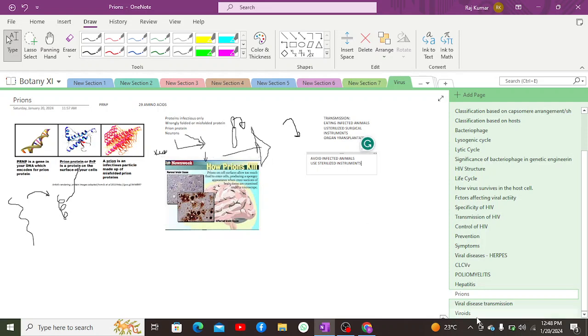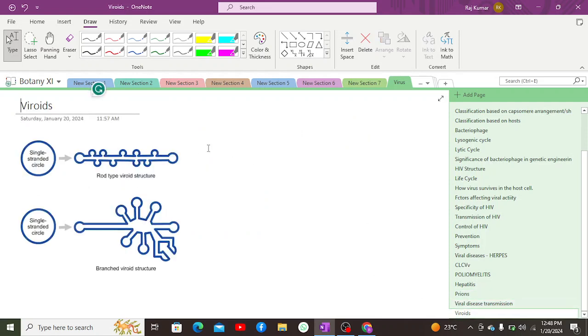And the rest we are going to discuss is viroids. First and foremost, these were discovered by an American plant pathologist, Theodore Diener, in the early 1970s. Basically, these are supposed to cause diseases only in plants. No cases of animals are reported for viroids.